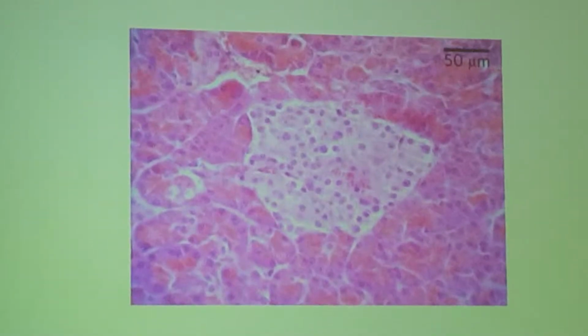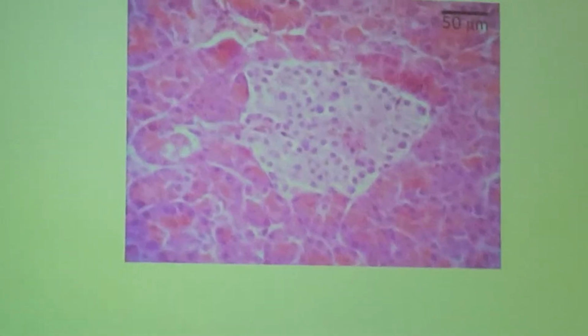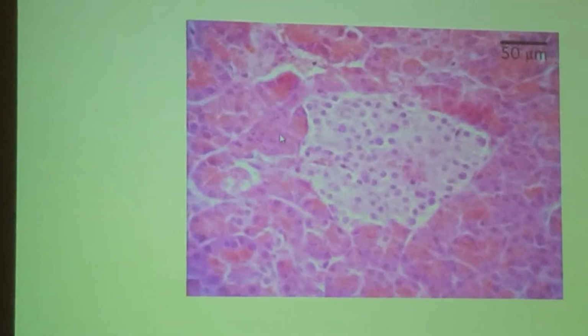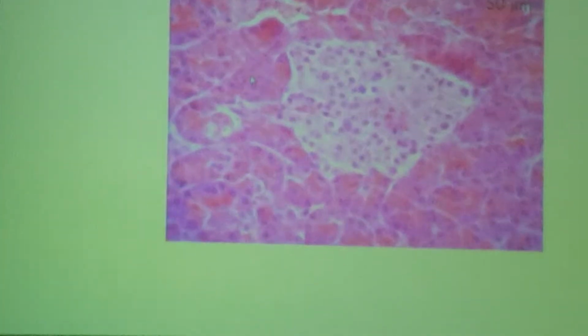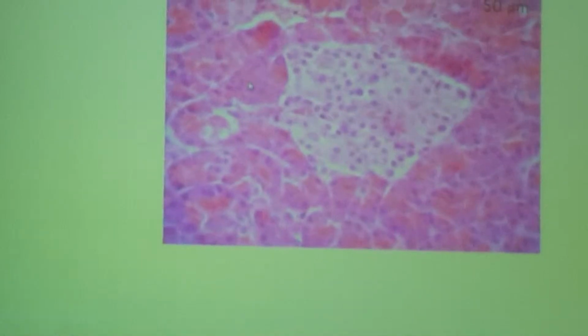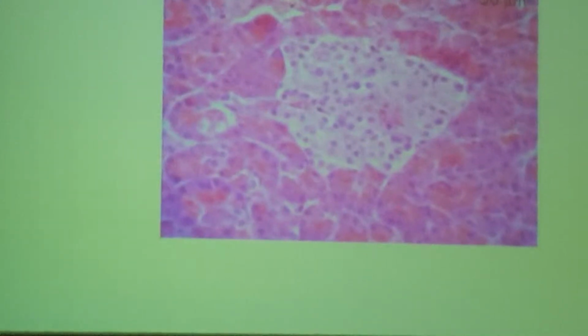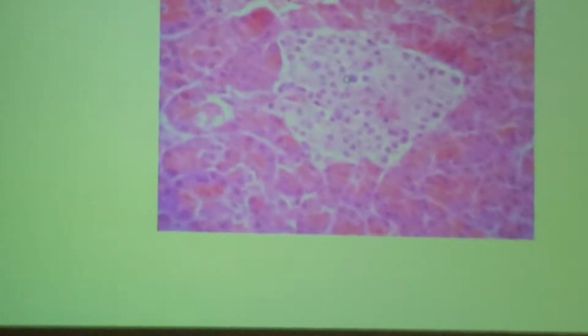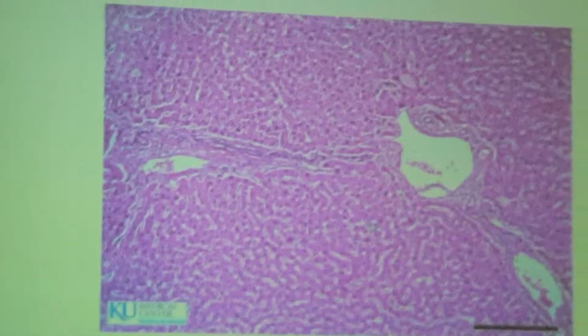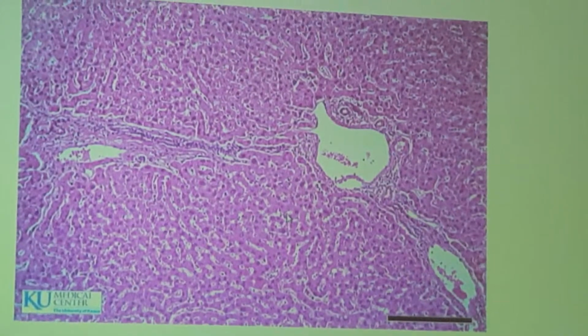Number 6, identify the organ, pancreas. Number 7, identify this structure here, pancreatic acinus. This, of course, would be the pancreatic islet here. That's how you could recognize it as being pancreas. Number 8, identify the organ, liver.